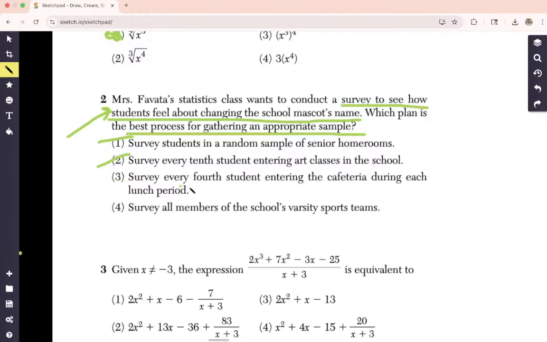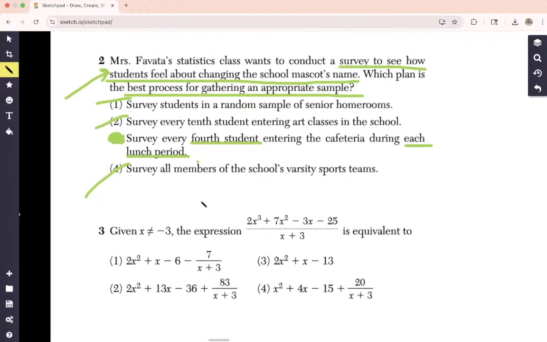Number 3, survey every 4th student entering the cafeteria during each lunch period. Well, this seems like the answer choice where you would get the most variety in your sampling process. If you survey all the members of a school's varsity sports team, once again, you're only limiting yourself to specific groups of people. You want to include everyone else. So that is going to be the answer, number 3.